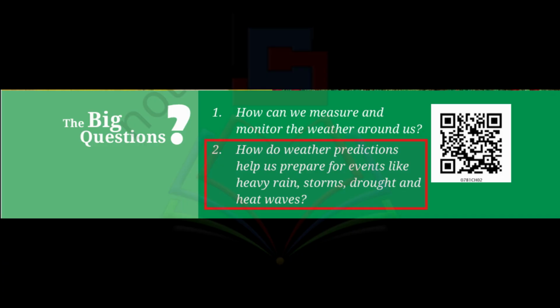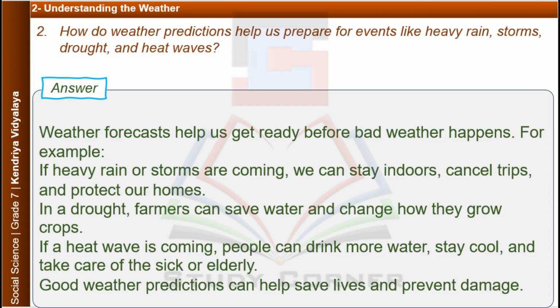2. How do weather predictions help us prepare for events like heavy rain, storms, drought and heat waves? Answer. Weather forecasts help us get ready before bad weather happens. For example, if heavy rain or storms are coming, we can stay indoors, cancel trips, and protect our homes.